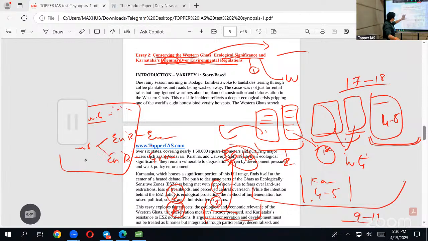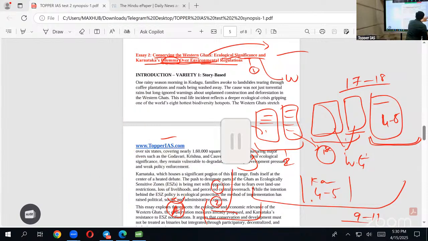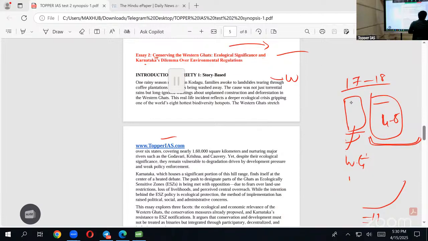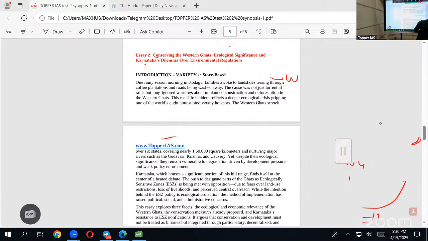Okay. Now you understood how to write the introduction, right? I told the introduction. Then we can think about the body. When it comes to the body, what exactly is Western Ghats according to you? I mean ecological significance. Isn't this the first part? What are the ecological significance of Western Ghats? One is biodiversity. Then endemic species are there. Then carbon sequestration. Then you should also tell climate regulation. Very good.